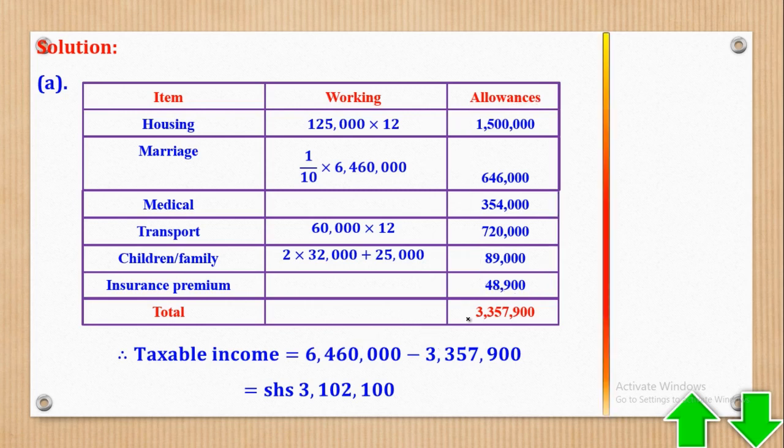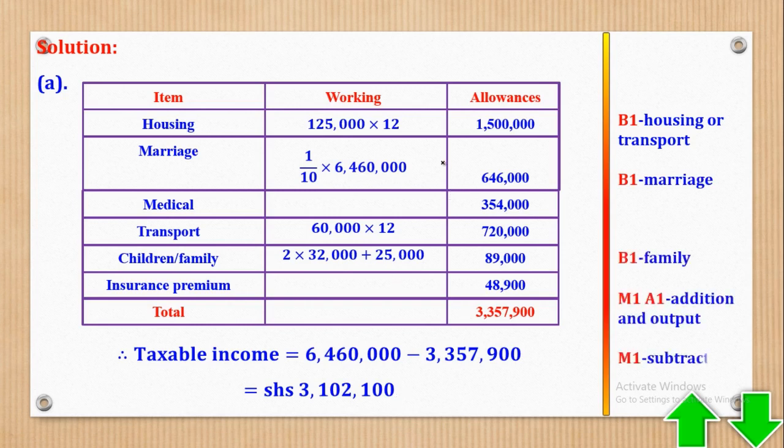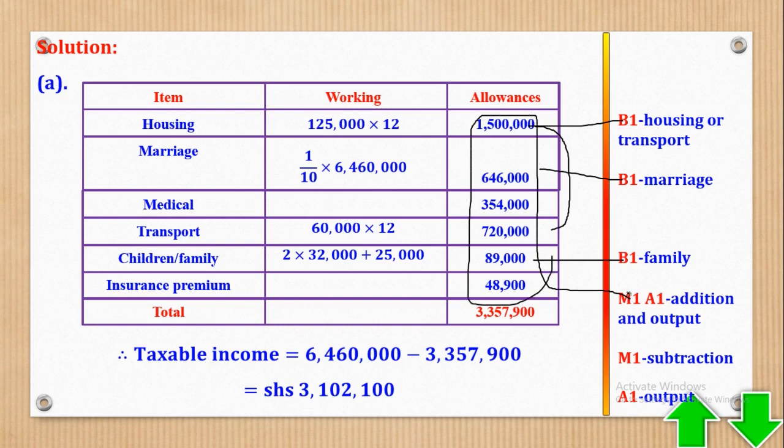So let's see how much can be awarded. B1 for housing, B1 for transport, B1 for marriage, another B1 for family, M1 for addition of all these, and A1 for the output. Then M1 for subtraction and A1 for output. So when we see this value, those 2 marks of M1, A1 will be given.